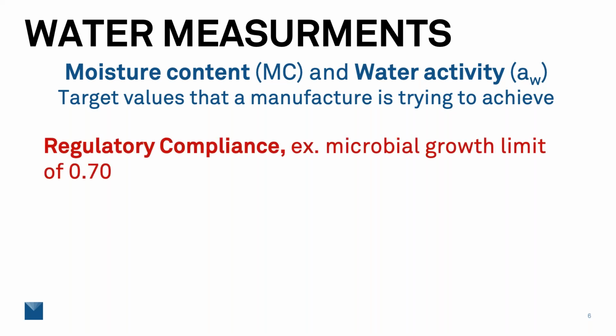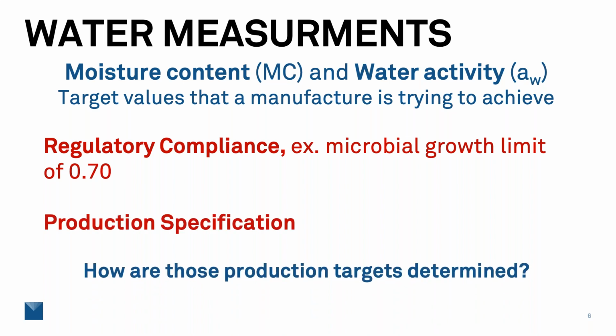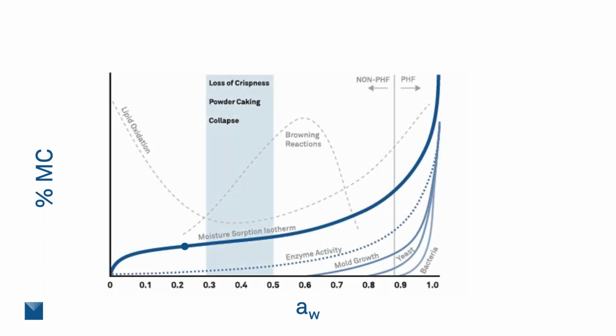So those will either come from regulatory compliance. An example would be a microbial growth limit: 0.7 here is for mold, 0.85 for potentially hazardous food microbes. The other one is for production specification. But how are those targets determined? If we are just measuring water activity and moisture content and we plot them together on a graph, we're going to get this one data point. And there is a relationship between water activity and moisture content, but it's not the whole picture. This is just one data point out of a whole moisture map, let's say.